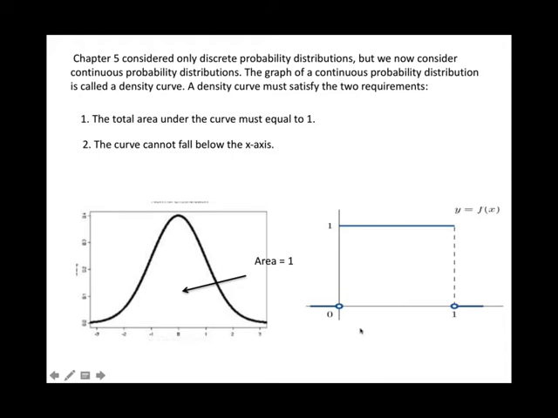And then on the right-hand side here, this is the uniform distribution. We have a starting point, an ending point. We have the height of the rectangle, right? The base is 1, the height is 1. When you multiply them, the area is also equal to 1. And again, this curve cannot fall below the x-axis. And we call this a density curve.